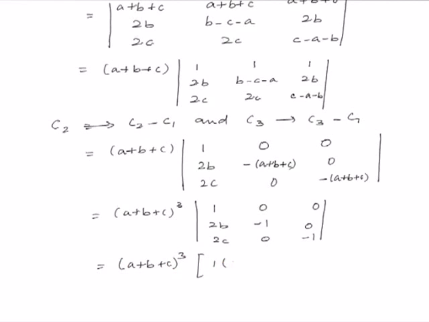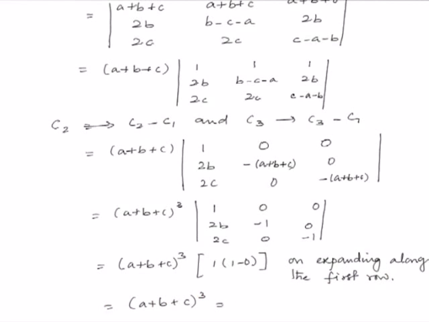So I get a plus b plus c the whole cube times 1 minus 0, which is equal to a plus b plus c the whole cube only, because the rest of the elements are reducing it to 0. So that is equal to a plus b plus c the whole cube, giving out the right hand side very conveniently. So establishing the result.